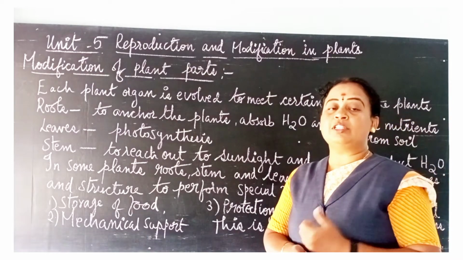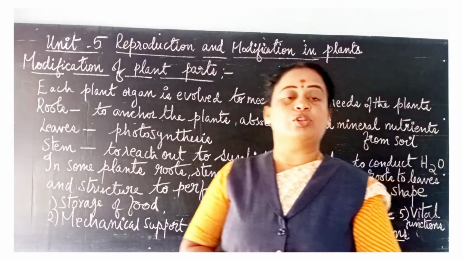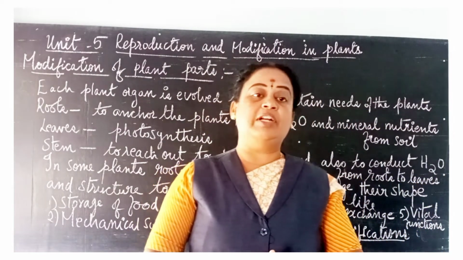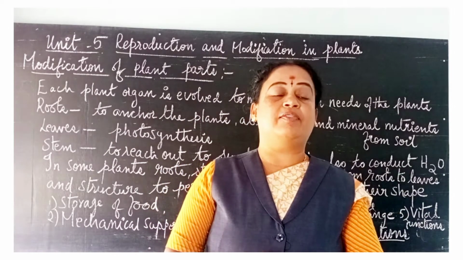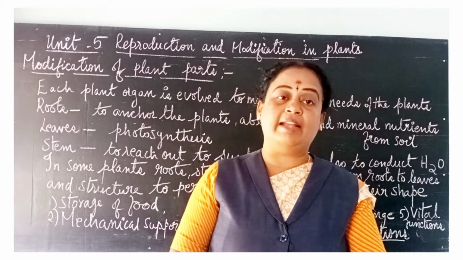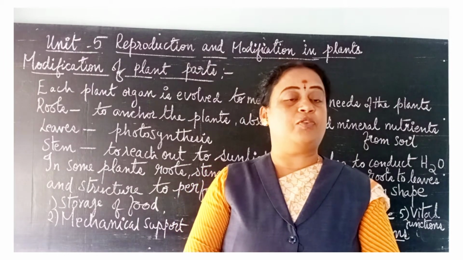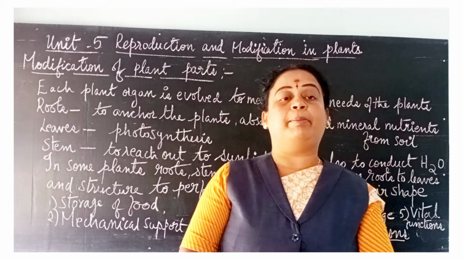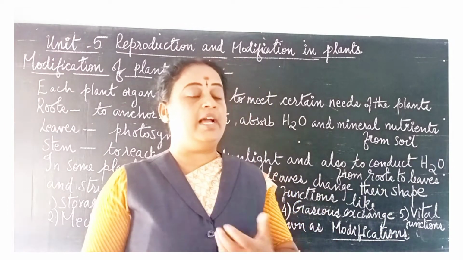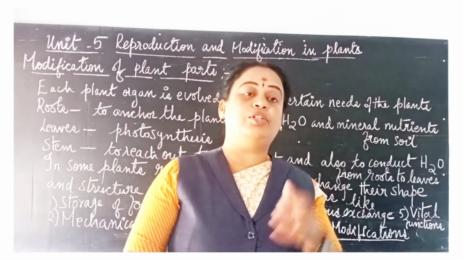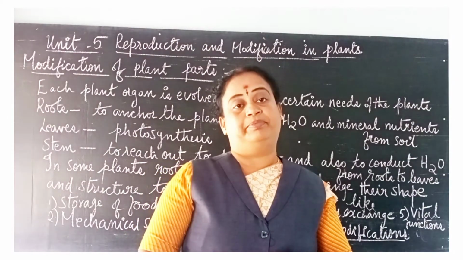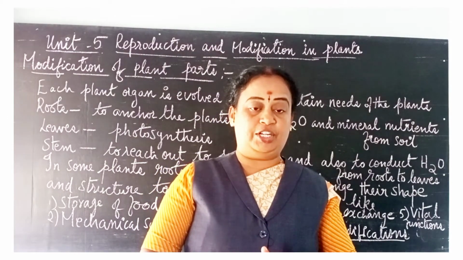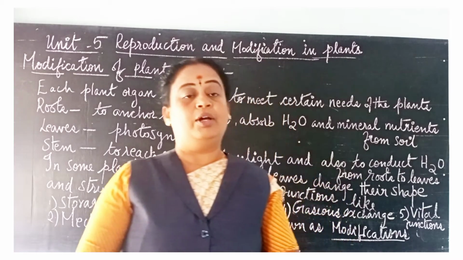So long roots are there for the plants. Roots like taproot, adventitious root, and some fibrous roots, different types of roots are present in different plants. All these roots function to anchor the plant to the soil, or attach the plant to the soil, and also to absorb water and nutrients from the soil. That is the main function of the plant root.